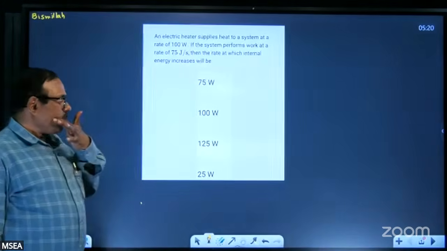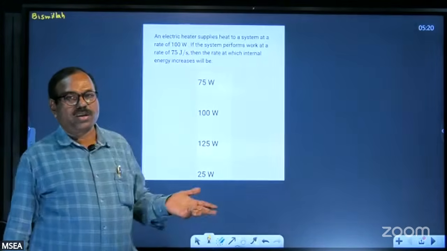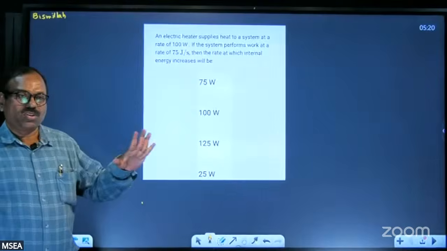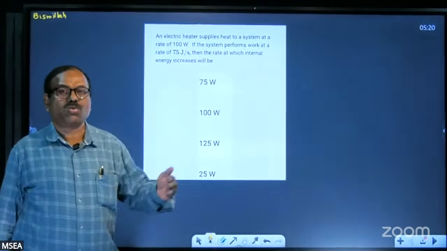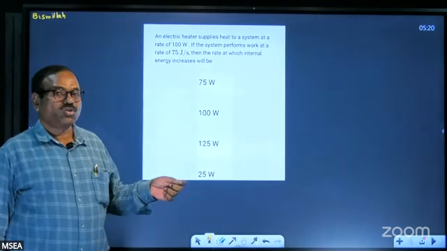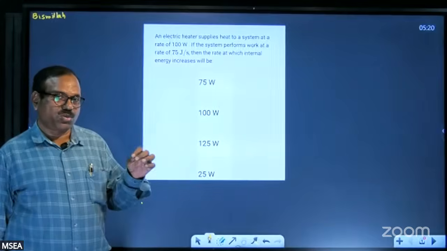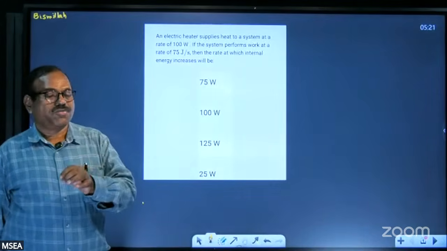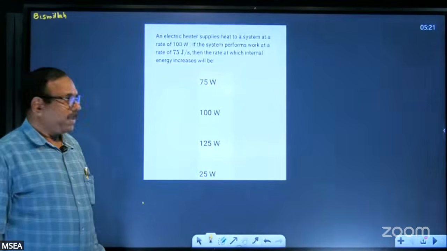So let us see in this zeroth law of thermodynamics, that is simple only, but we concentrate mostly on the first law of thermodynamics, which is most important, and most of the questions they ask are in the first law of thermodynamics, right?